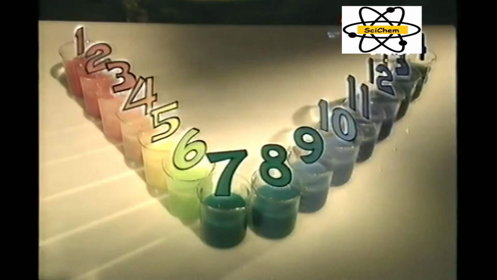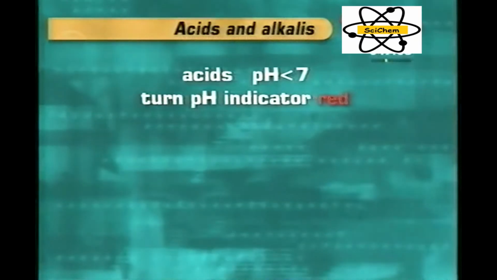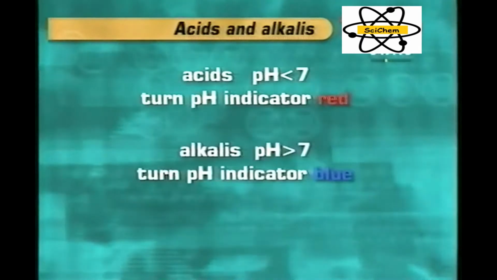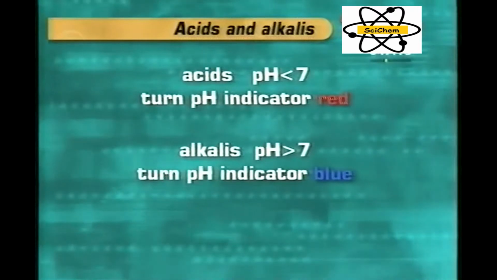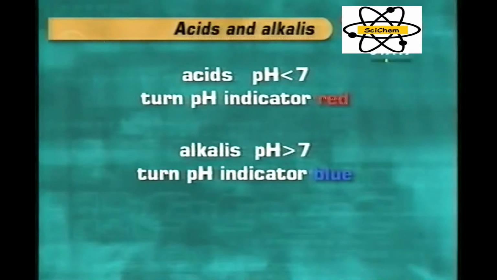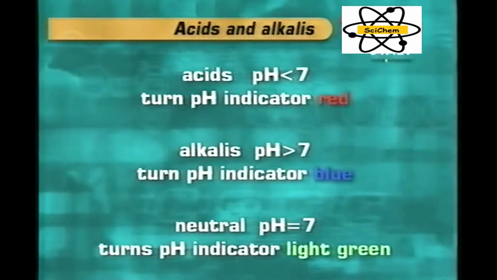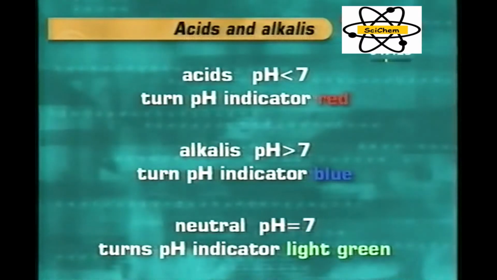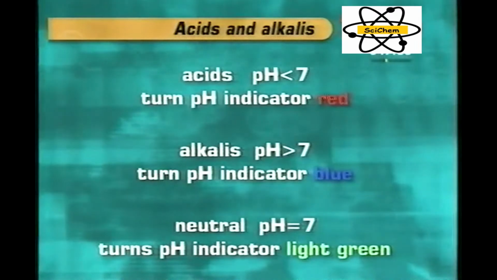pH is a continuously numbered scale which ranges from 1 to 14. Acids have a pH of less than 7, which shows up red or shades of red with indicator or paper. Alkalis have a pH greater than 7, which shows up blue or shades of blue with indicator or paper. Substances like water, which are neither acid nor alkali, have a pH of 7 and are said to be neutral. This shows us light green with indicator or paper.